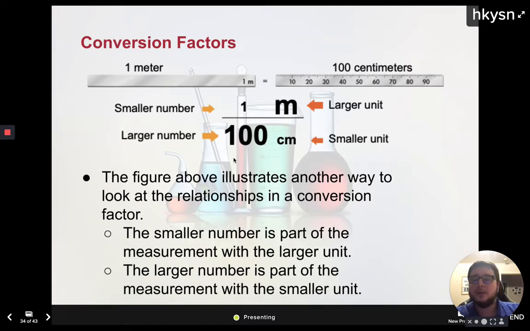So again, it's just a balancing act. That's just one way you can look at these relationships to show that they're going to balance each other out and be equivalent. So you can see 1 meter up here represents the same distance or the same unit of length as 100 centimeters, right? So 1 meter divided by 100 centimeters, since they're equal to each other, is 1. All right, let's move on to the next slide here.